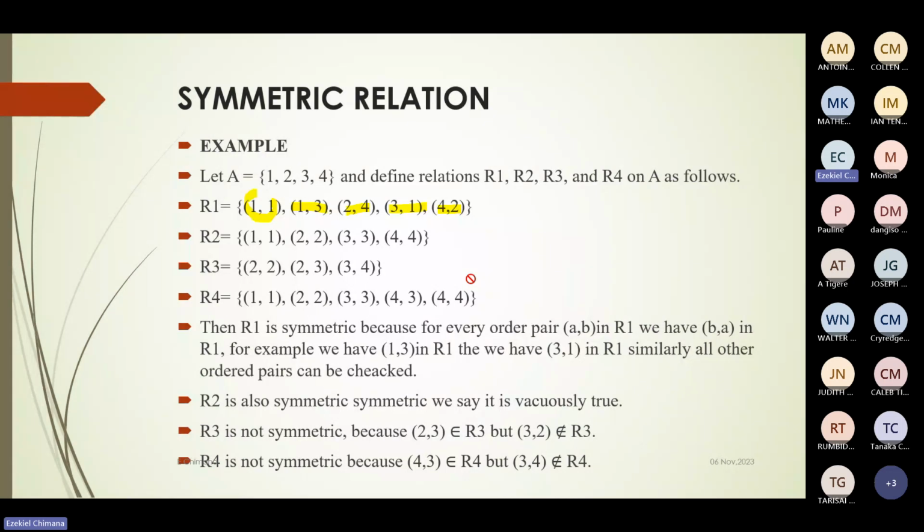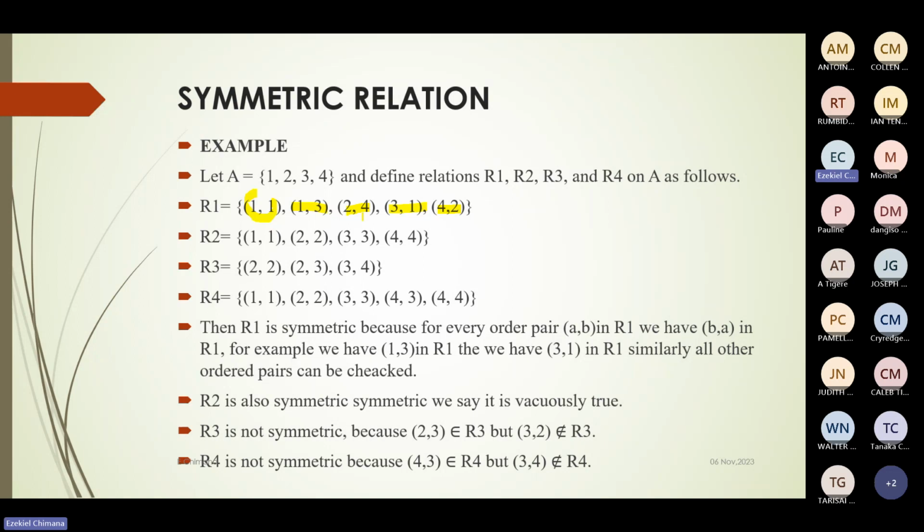There is a hand by Pamela. I think R2 is a symmetric relation because it has 1, 1, 2, 2, and 3, 3, and 4, 4. I mean, no. Okay. Monica, do you want to say something? No, sir. I see where I went wrong.